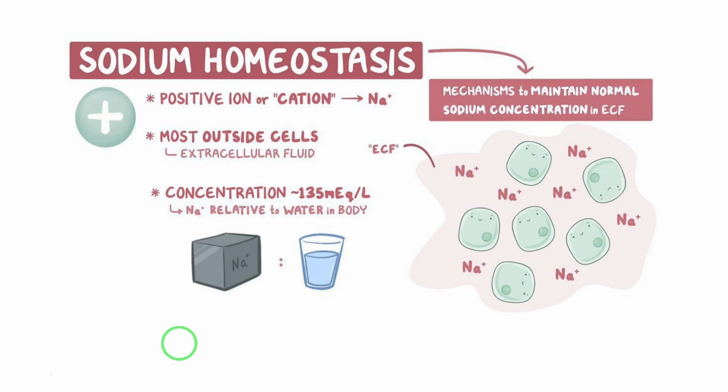Sodium is the most abundant cation in the extracellular fluid, and from all of the cations, the sodium represents about 90% of the extracellular cations. And because of this high percentage, it is the main determinant of the osmolality of the plasma.